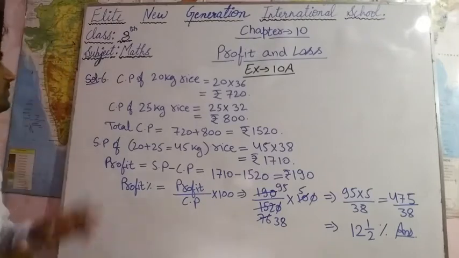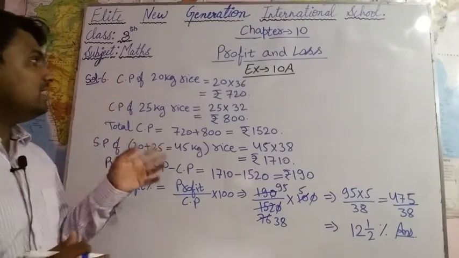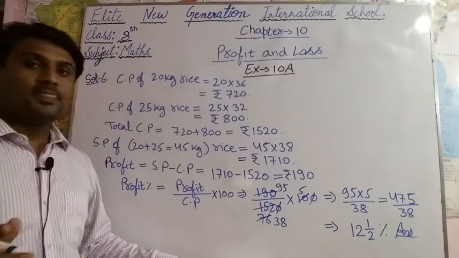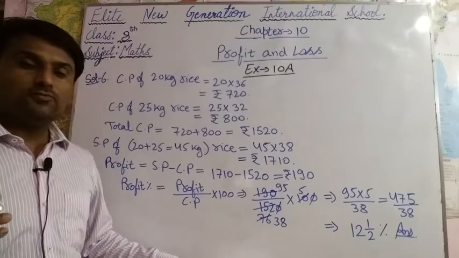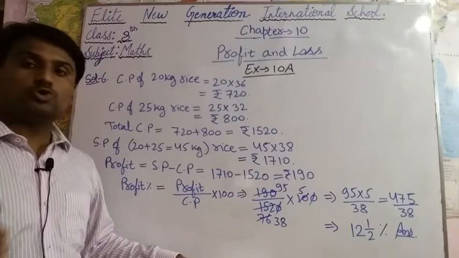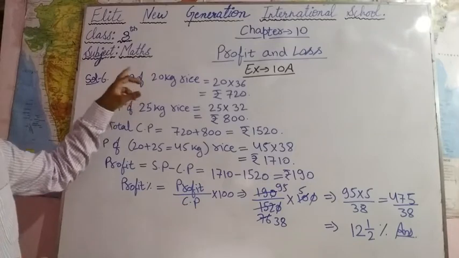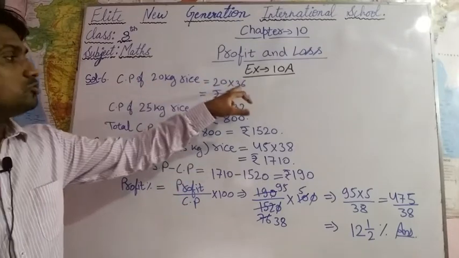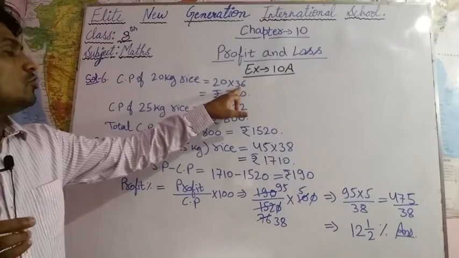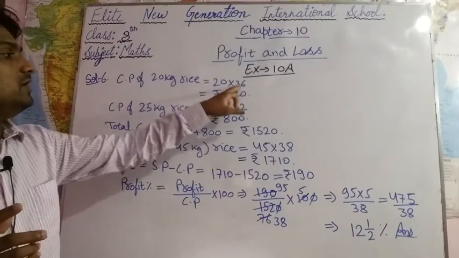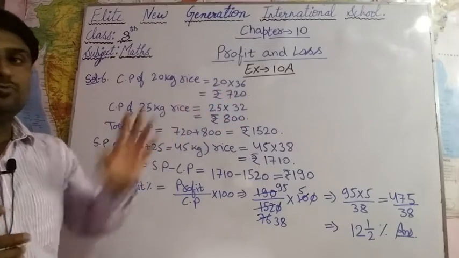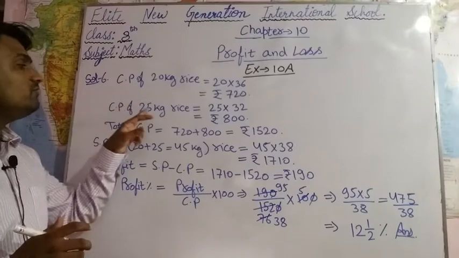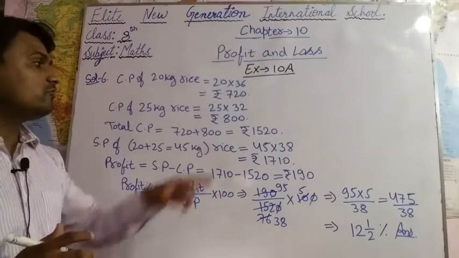So first of all, he purchased 20 kg rice at the rate of rupees 36. So now if he purchased 20 kg of rice and 1 kg of rice cost 36, therefore the cost of 20 kg of rice will be 20 into 36. Here the cost of 1 kg rice is 36, so the cost of 20 kg rice will be 20 into 36, so rupees 720.